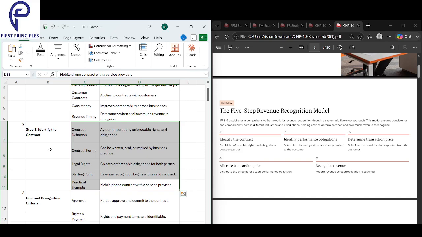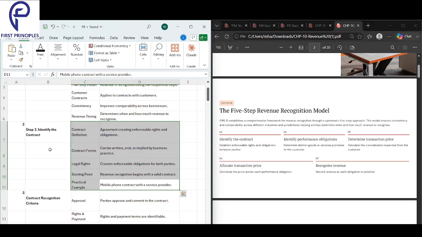That's it. Starting point: revenue recognition begins with a valid contract. Legal rights: it creates enforceable obligations for both the parties. Contract forms can be oral, written, or implied by business practice. Then the contract definition: an agreement creating enforceable rights and obligations. It's a legal deal where both the parties have duties.